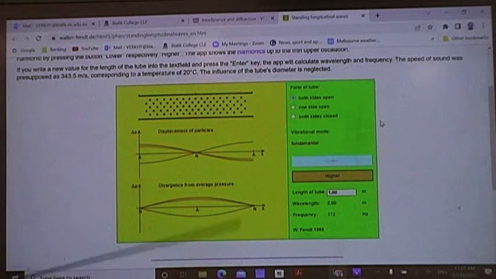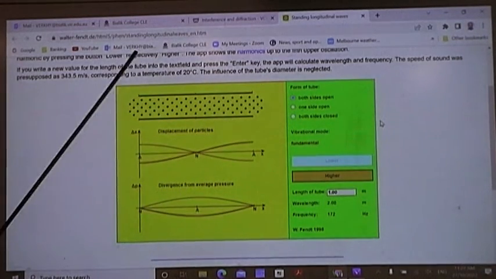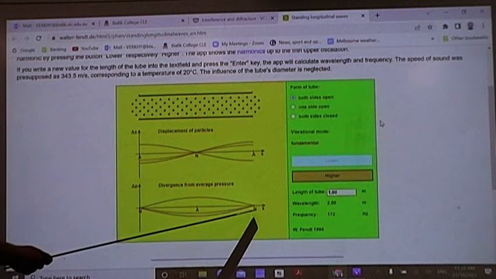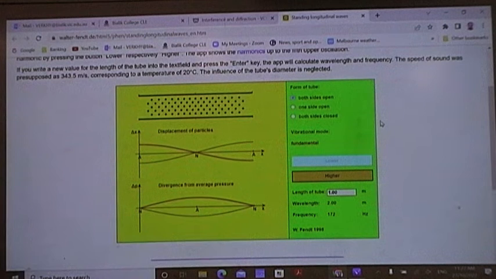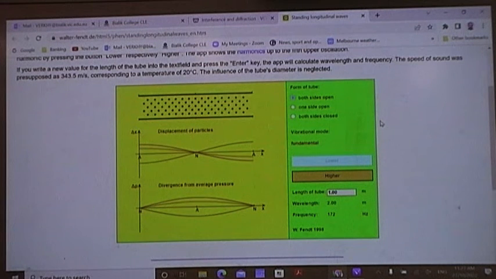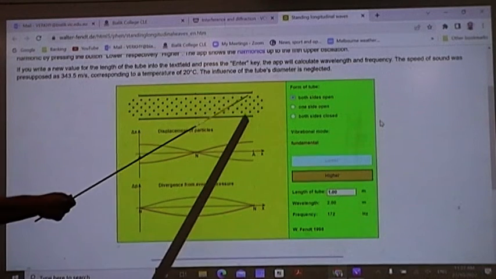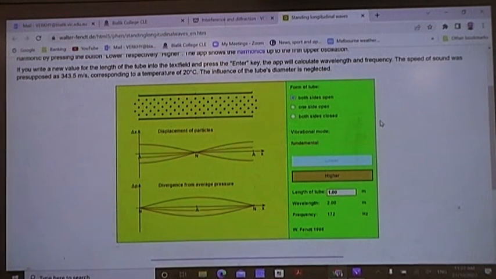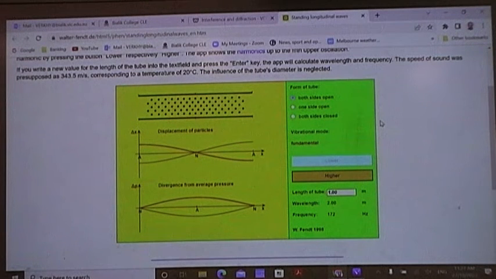And as you can see, at the open ends we have pressure nodes. There is no difference between the atmosphere pressure and the pressure in the pipe at the open ends. Wait, is this then like blowing in and then stopping blowing?